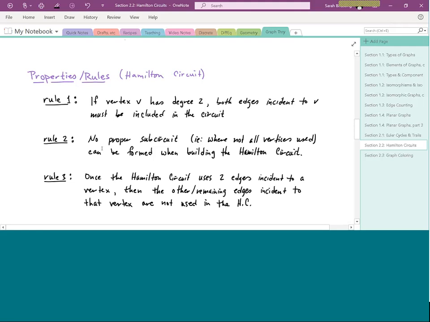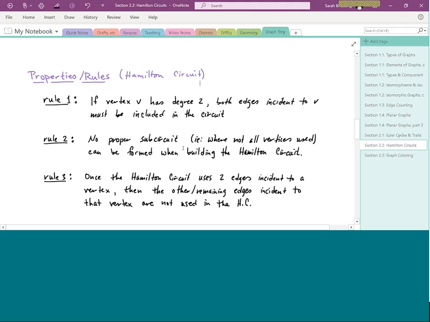Now, rule 2. No proper subcircuit can be formed when building the Hamilton circuit. What does this mean? This means you're not allowed to go and visit a vertex you've already been at. So if you're forced to use an edge that closes your circuit too early, or you start getting into what was perfectly fine in the Euler cycles where we could visit a vertex more than once, if that happens, you've picked the wrong edges or the wrong vertices in the wrong order, or if this is forced and there's no way around it, no Hamilton circuit exists.